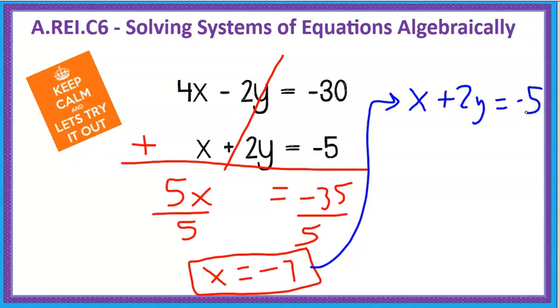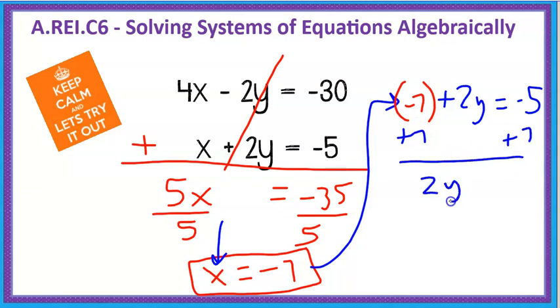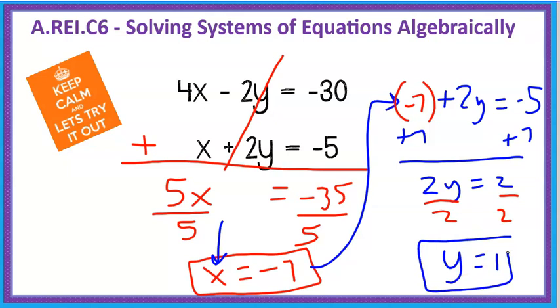Remember, your substitute can only go in if you erase a value. So the value I'm going to erase here is x. So erase and replace. So I'm going to add 7 to both sides, giving me 2y is equal to 2. Divide both sides by 2. And there's my second answer. Pause the video if you need to take another look.